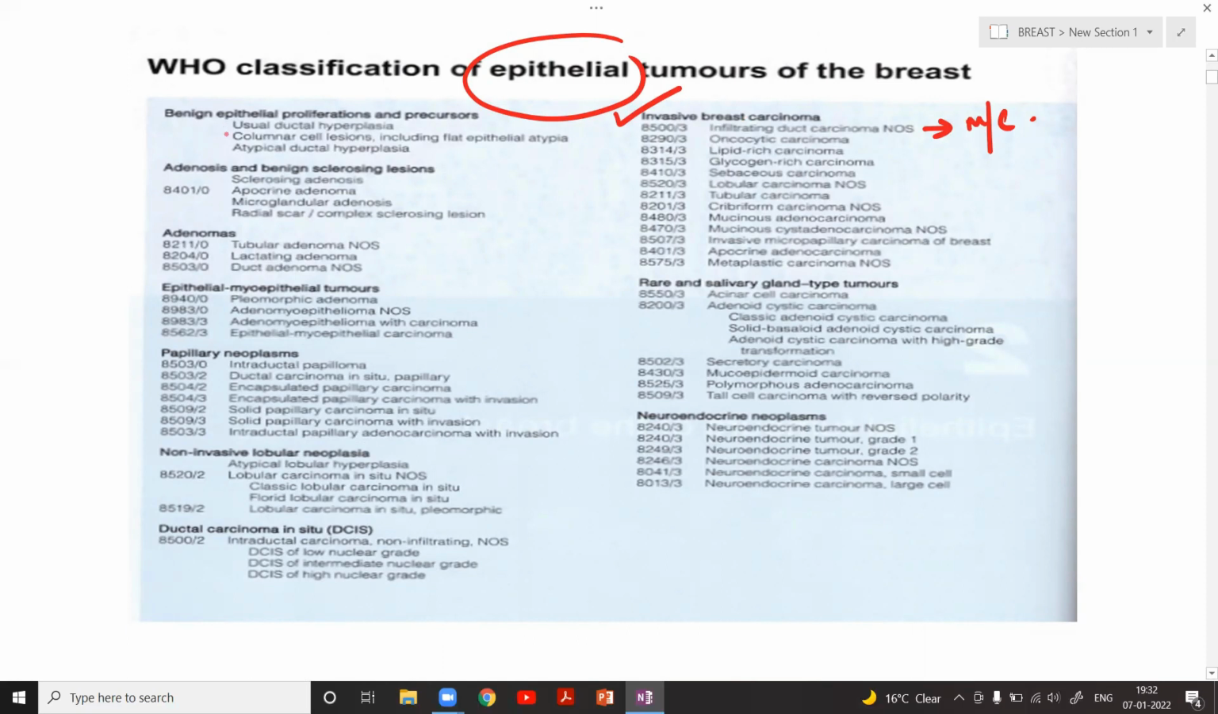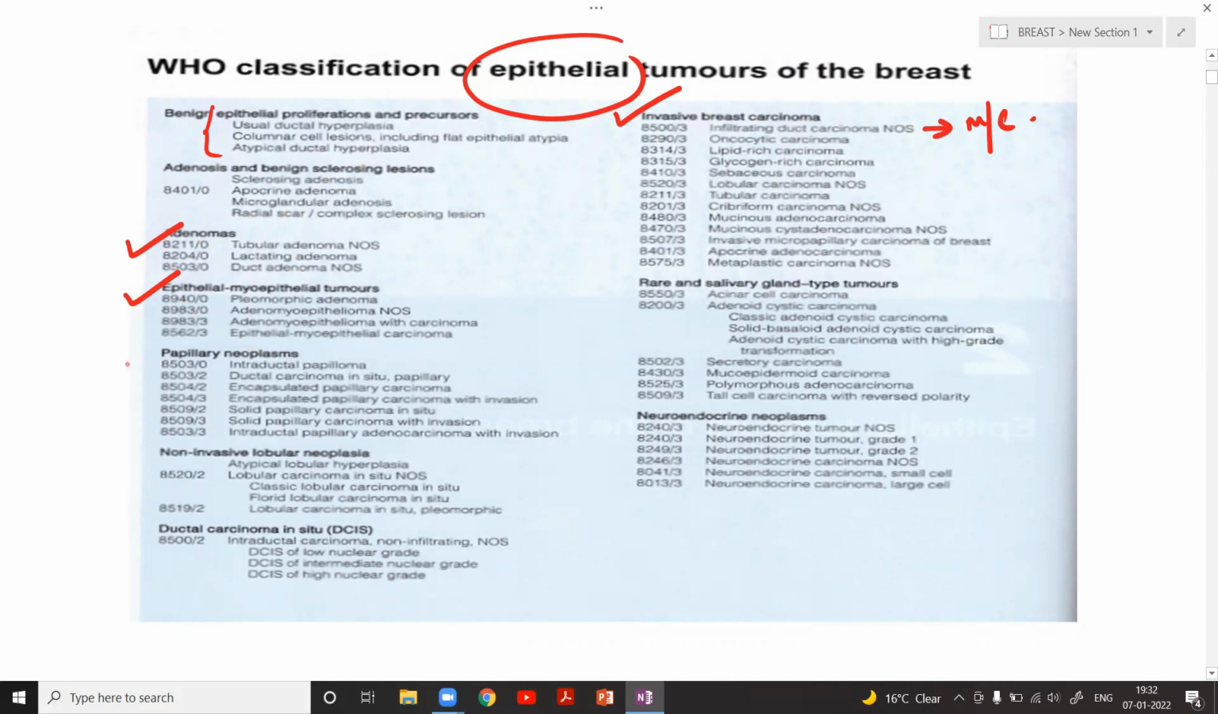Then we have certain breast tumors that we have already discussed, the benign epithelial proliferation and precursors: UDH, columnar cell lesion, and ADH. Among the adenosis, we have already discussed sclerosing adenosis. Then there are other adenomas like apocrine adenoma, radial scar, and complex sclerosing lesion. Then we have adenomas like tubular adenoma, lactating adenoma, and duct adenoma.